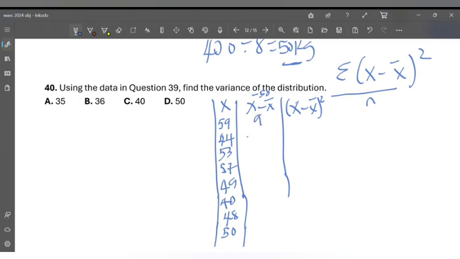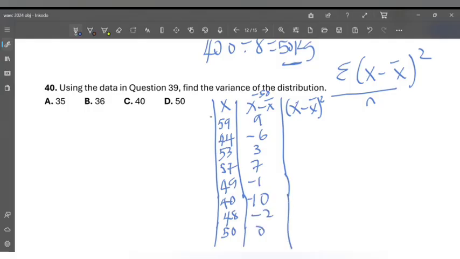44 minus 50 is minus 6. 53 minus 50 is 3. 57 minus 50 is 7. 49 minus 50 is minus 1. 40 minus 50 is minus 10. 48 minus 50 is minus 2. And 50 minus 50 is 0.